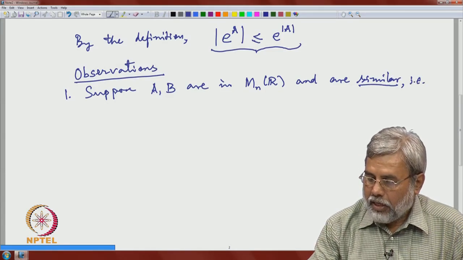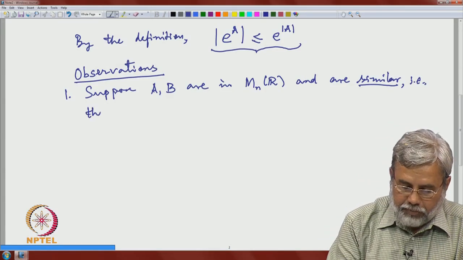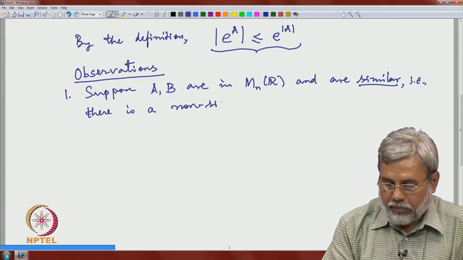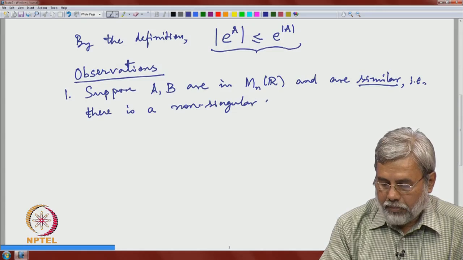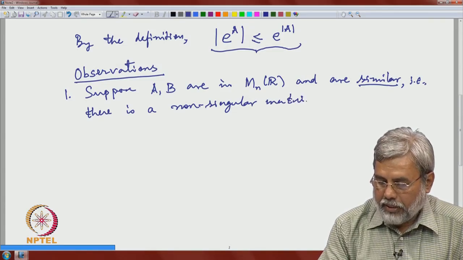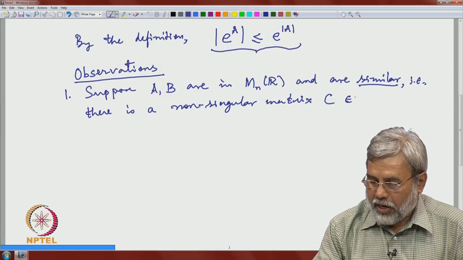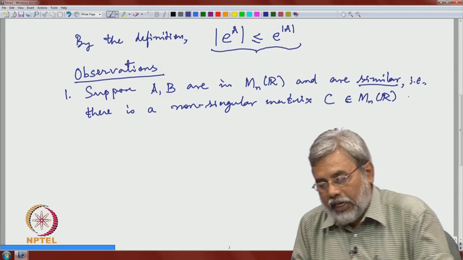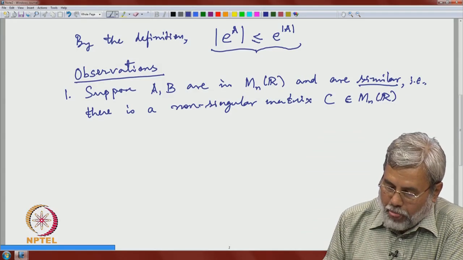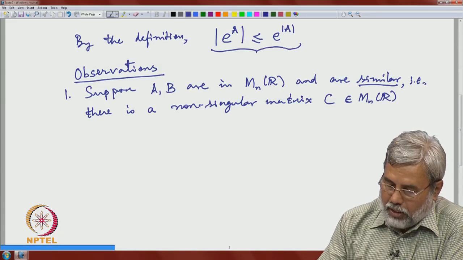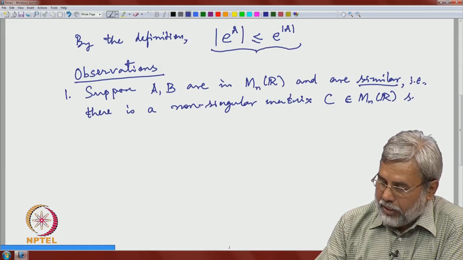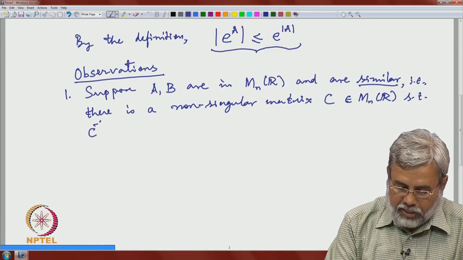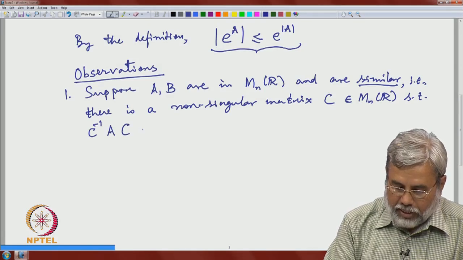That is, there is a non-singular matrix C in M_n(R). So, everything is in M_n(R). We are not going outside the real field. So, we are always in the real field, such that C inverse A C is equal to B.